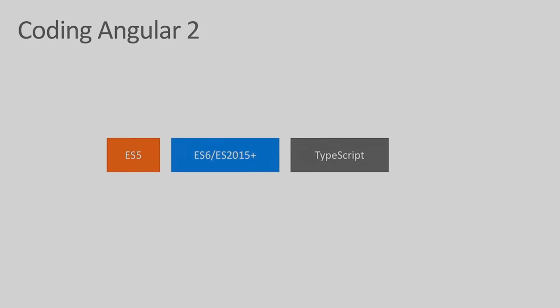So let's talk quick about Angular. When we're coding Angular, we have a couple choices. We can use ES5, ES6, ES7's coming out, or TypeScript. Now, first, to understand a little about ECMAScript, that's what ES stands for. That's JavaScript.